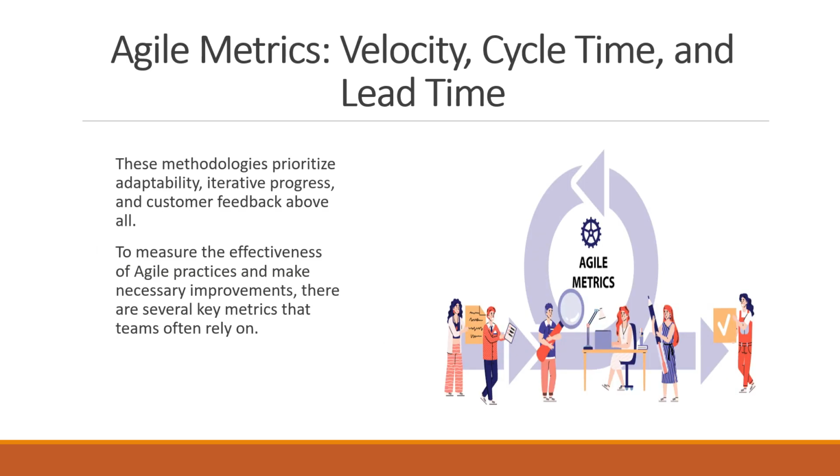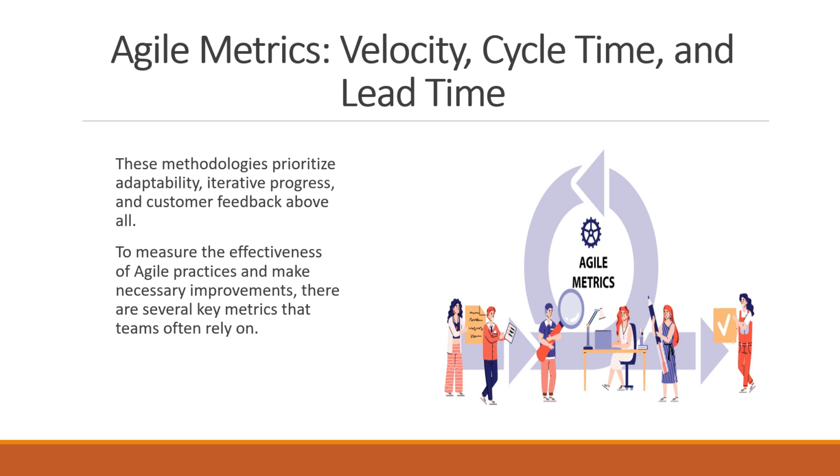Agile metrics, velocity, cycle time, and lead time. Agile methodologies, particularly Scrum and Kanban, have transformed the way software development and product management are approached. And these methodologies prioritize adaptability, iterative progress, and customer feedback above all. To measure the effectiveness of agile practices and make necessary improvements, there are several key metrics that teams often rely on.